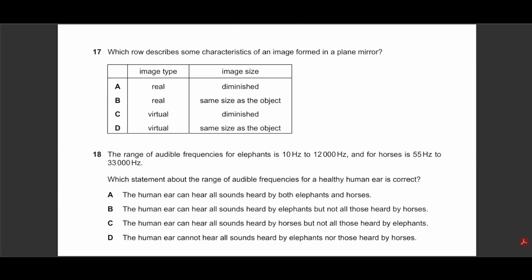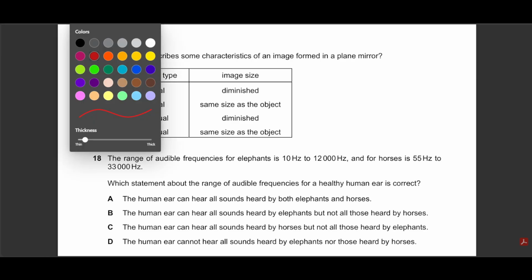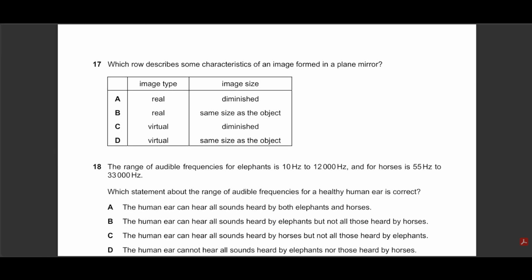We move to the next question. That is question number 17. He says, which row describes characteristics of the image formed by a plane mirror? Again, this is a classic question in terms of memorization, in terms of rote memory. I can't really help you in this one. You have to just memorize what the properties are of a plane mirror. So it's generally virtual, and it is generally the same size. It is one of the properties.